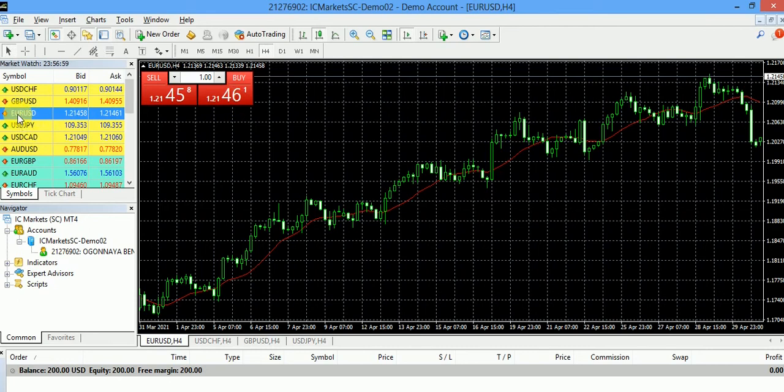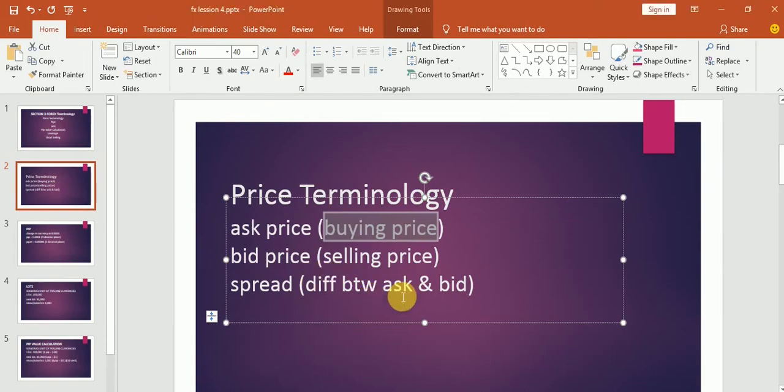You see the Euro USD, this is the bid price and this is the ask price. The ask is how much you are buying, the bid is how much you are selling. So I will be using the terms ask price and bid price so that you will not be confused. And the spread is the difference between these. This one is 58, this is 61. The spread here is what? It is 3, because the difference between 61 and 58 is 3. So the spread is the difference between the ask and the bid, kind of the profit that those guys made.